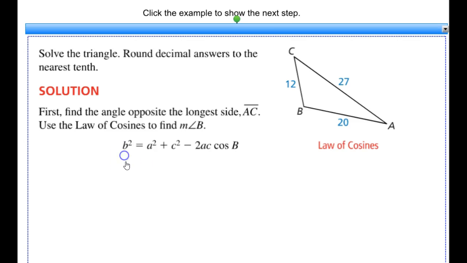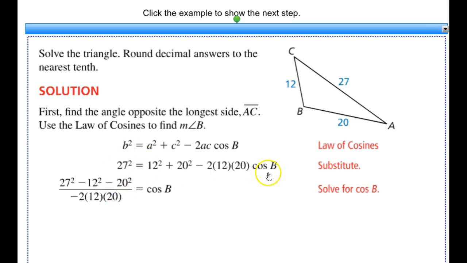So I'm going to use my law of cosines. So first I rewrite out my law of cosines, and then I substitute the things that I know. So here's where it's absolutely imperative and super important that you follow the order of operations or you will get the wrong answer. Okay, so I substitute the things that I know, and then I solve for the cosine of B.